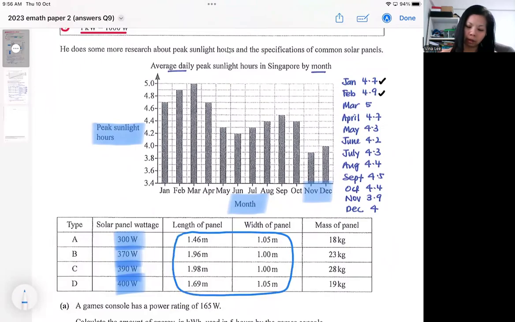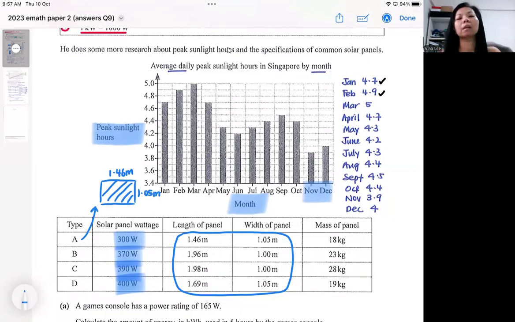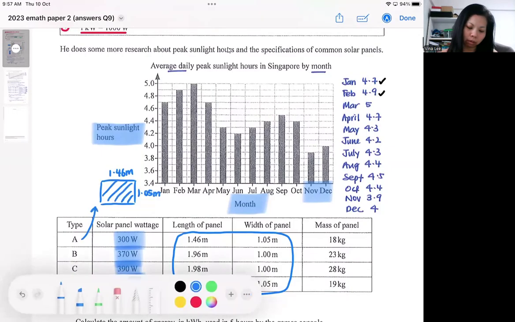Okay, so for example, here is a rectangular piece, 1.46 meter by 1.05 meter. First of all, I need to decide how many pieces I need, and after I decide that, how much area is involved. They gave the mass of the panel, so this one may come into consideration. We will see how.